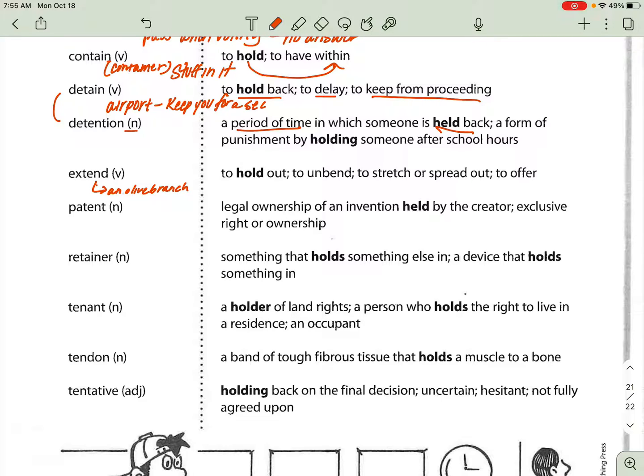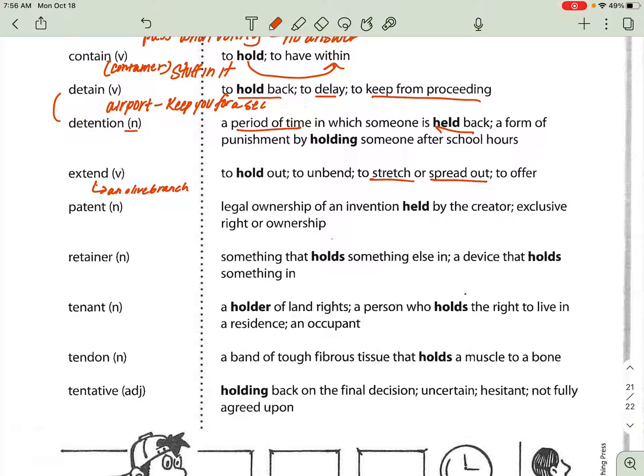So that's one saying. But really just extend would be anything that you would push, make, you would like extend your arm out or extend maybe an antenna on something. You could pull an antenna up, but just to stretch or spread out.